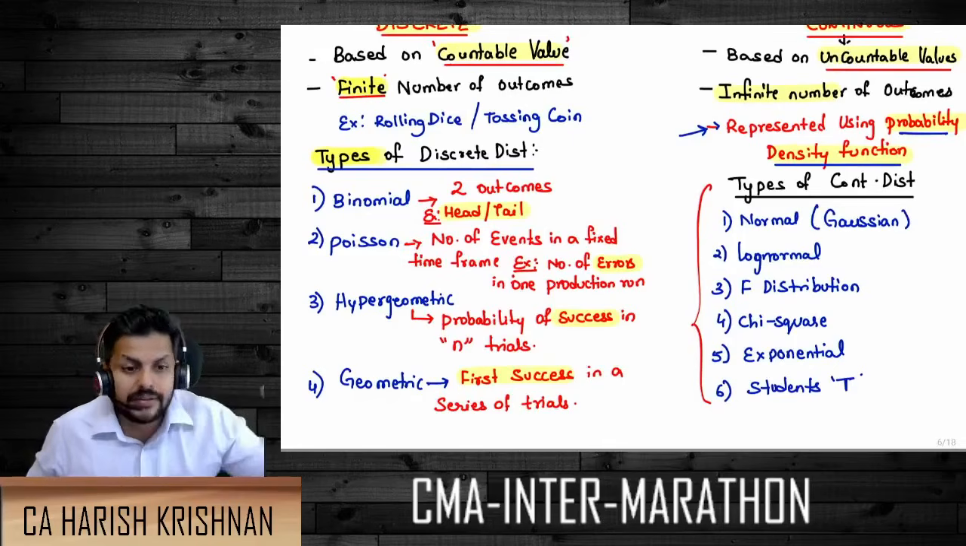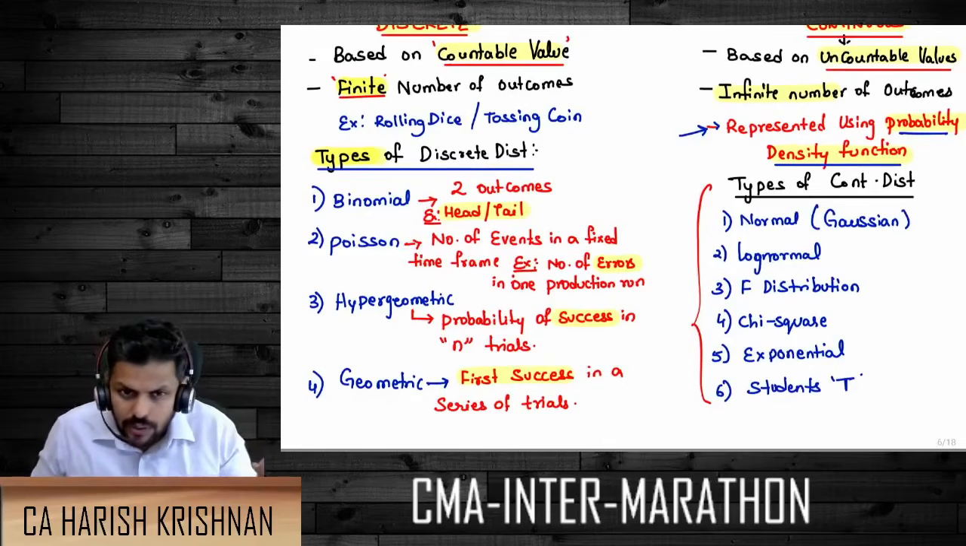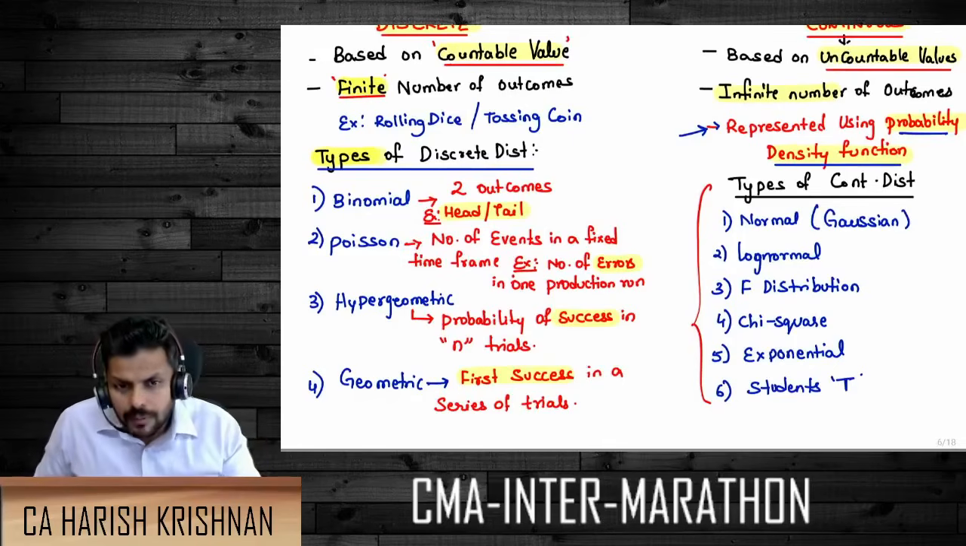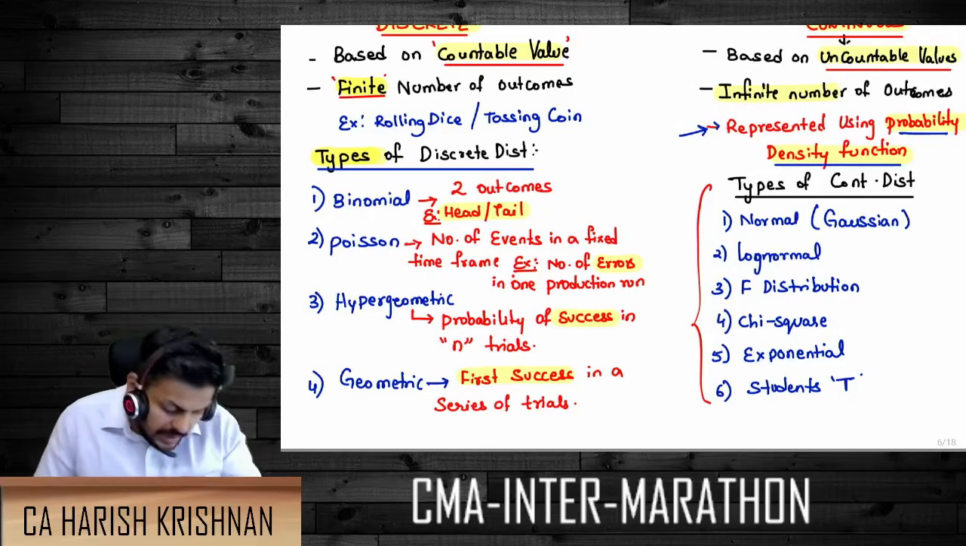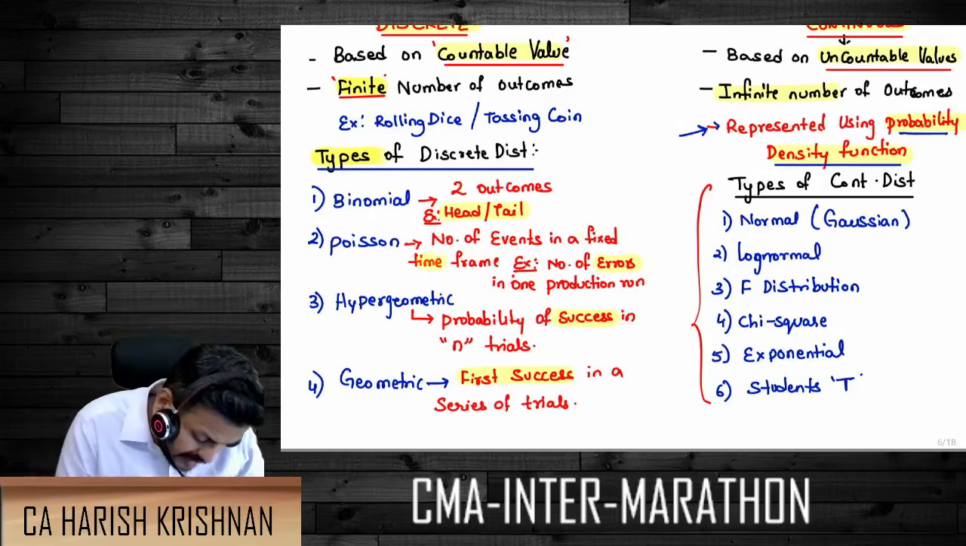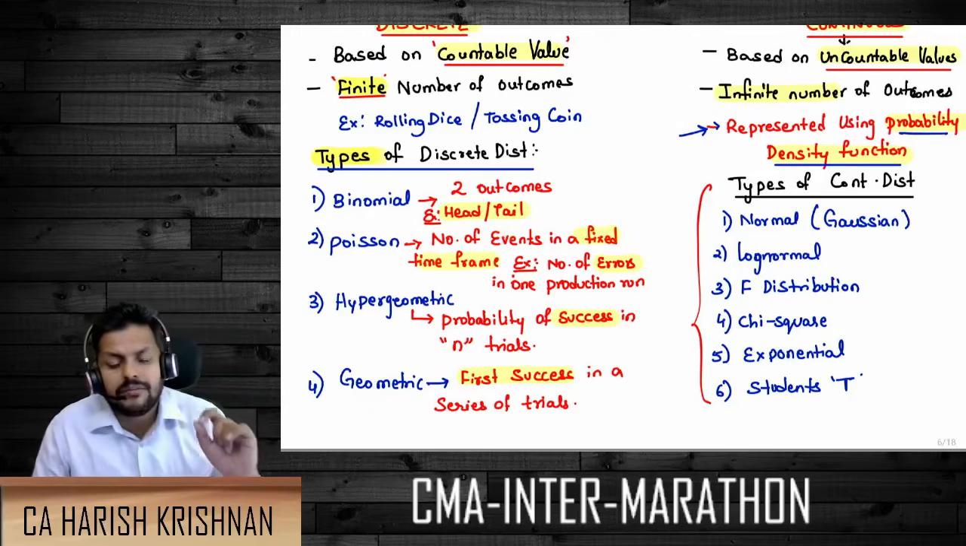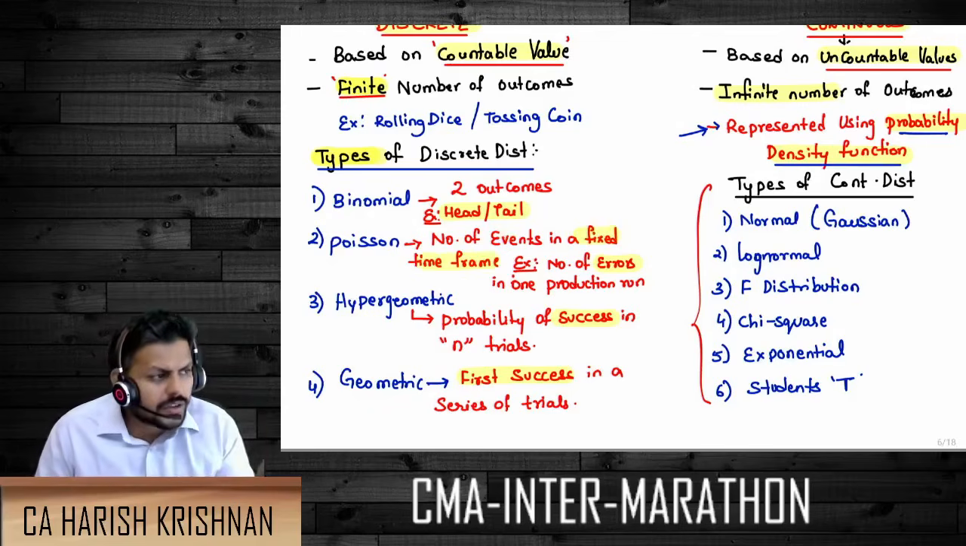But when you see on the other side, binomial, probably two outcomes. Poisson, no matter what it is, but the number of events that occur in a fixed time frame. So fixed time frame means in 1 hour how many things can go wrong, in one day how many are wrong, like that. Then hypergeometric, probability of success in n trials. So if I try it for 10 times, how many number of successes would happen, like that, if you measure that, that is called hypergeometric.